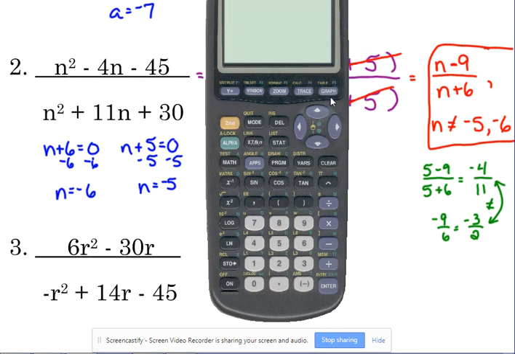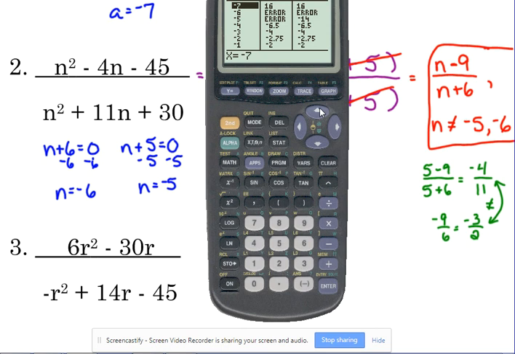Okay, so I'm not even going to look at the graph. I'm just going straight to the table. Okay, look at the y values. The y values are the same. I've got errors at negative 5 and negative 6. That's what my excluded values were.